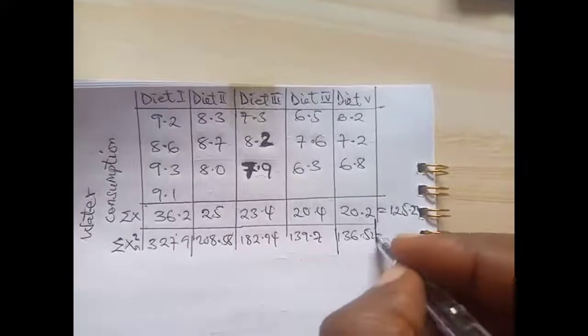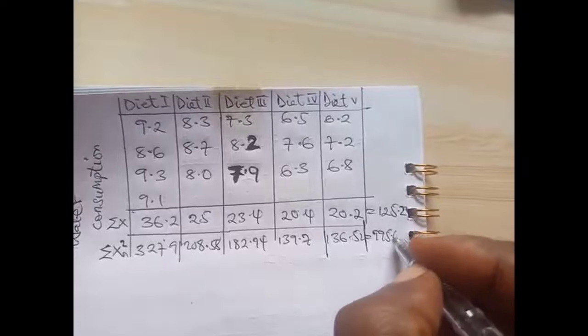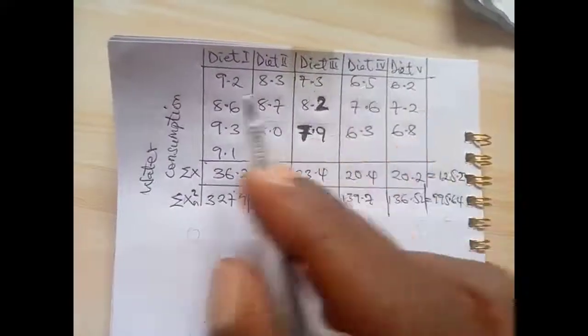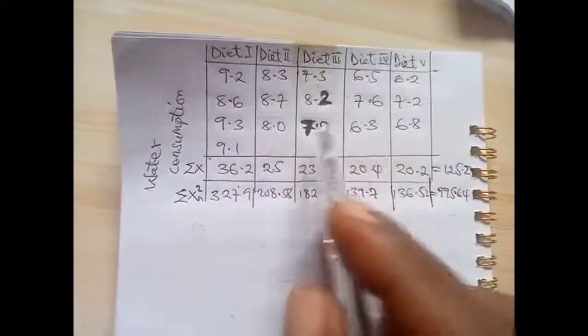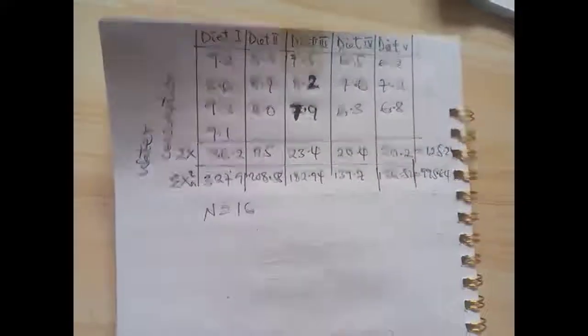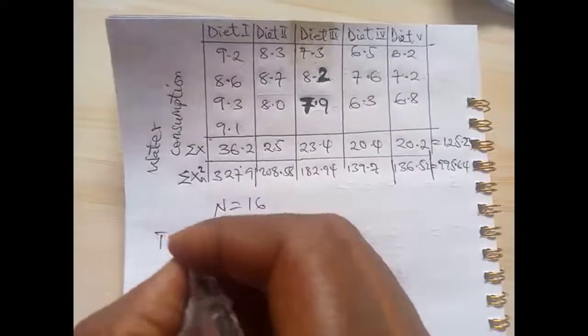If we add all of them together, we get 995.64. So, if we count all of these, 1, 2, 3, 4, 5, 6, 7, 8, 9, 10, 11, 12, 13, 14, 15, 16, our n equals 16. So the first thing we need to calculate is the total sum of squares.